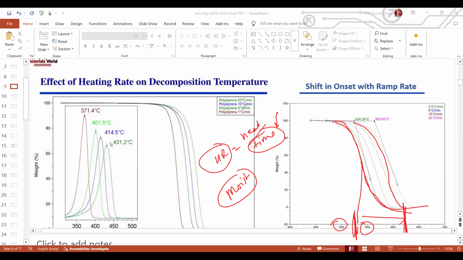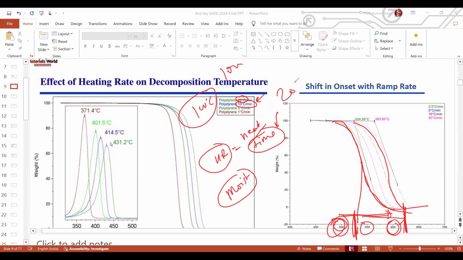Because if let's say it is 10 degrees Celsius per minute, to reach an additional 100 degrees Celsius you need 10 minutes. So let's say you are at 500 and the reaction will happen at 600. To reach from 500 to 600 it's a 10-minute time. But at the same time, if you are giving 20 degrees Celsius per minute, that temperature will be reached in 5 minutes, but it requires 10 minutes to transform. The kinetics of that reaction requires a minimum of 10 minutes.